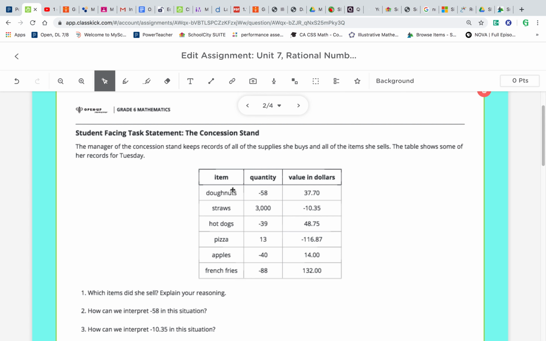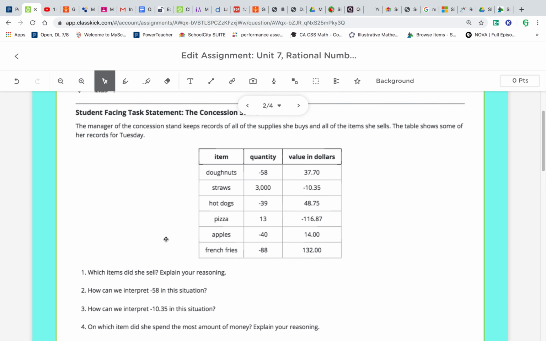All right, you can look over the items that she is working with in her concession stand: donuts, straws, hot dogs, pizza, apples, French fries. Not the healthiest food in the world, but that's what she's working with. And you can see the quantity, that's talking about the amount. And then you can see the value in dollars. And you'll notice that some of the values are negative and some of them are positive. So let's try to make sense of what that's going to mean in this context.